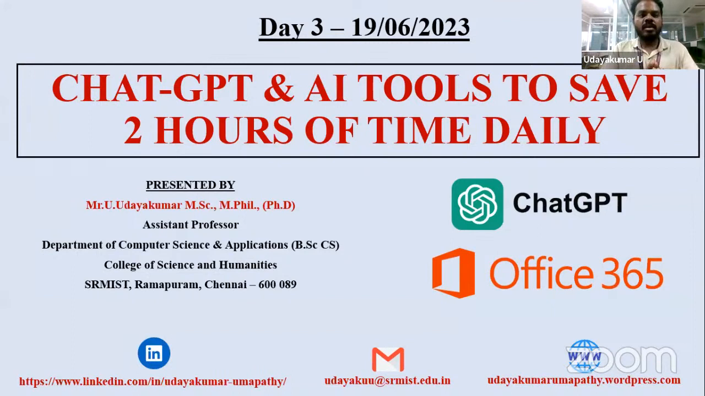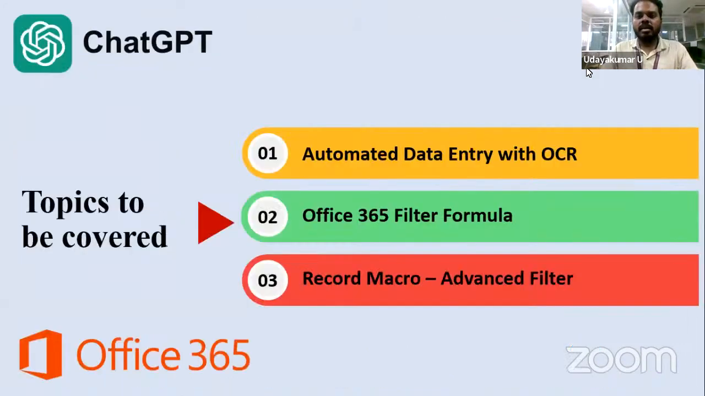In the day 3 session, we are going to see the main concept of AI tools, and we are going to use the Microsoft Office 365 web version. Okay, let's get into the session. In today's session, we are going to discuss what is automated data entry with OCR, the second one is Office 365 filter formula, and the third one is record macro. It is an advanced filter concept. We are going to discuss these 3 topics in the next 1 hour session. These 3 topics are most important. We are going to use this type of data in day-to-day life.